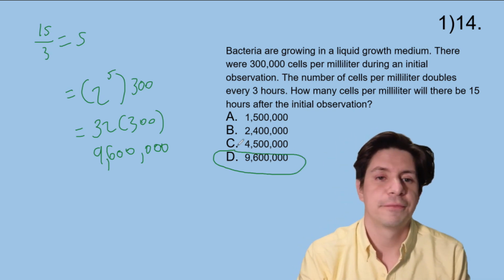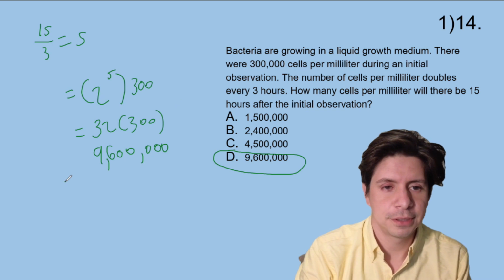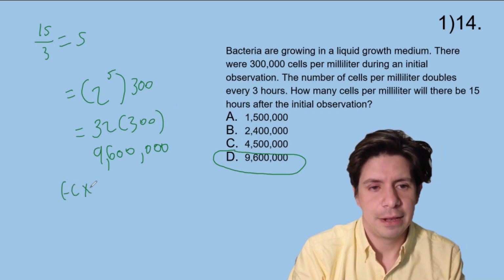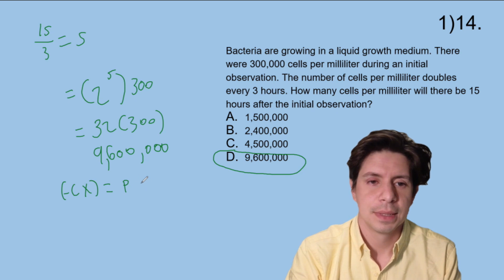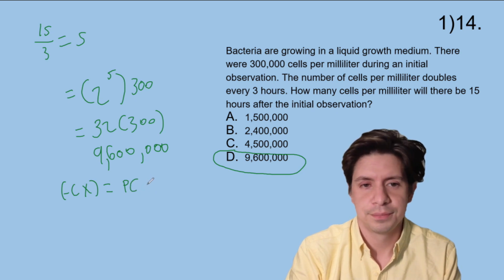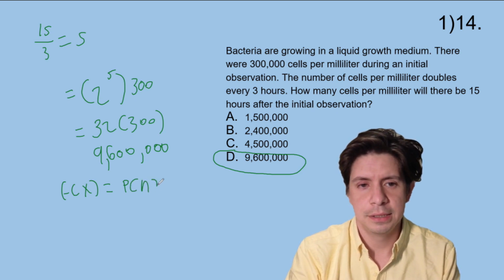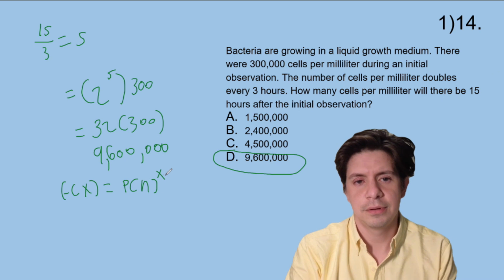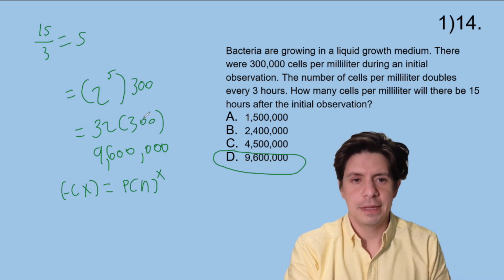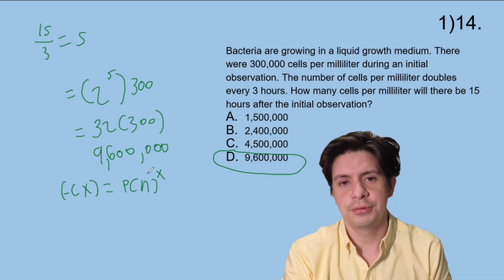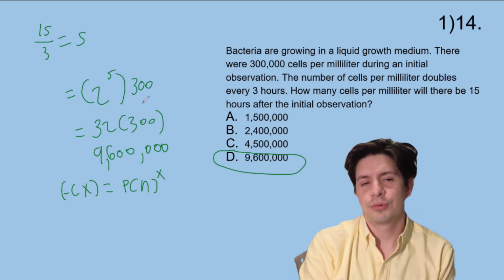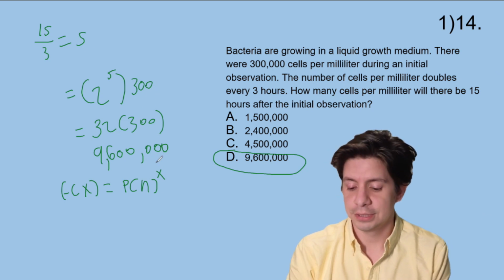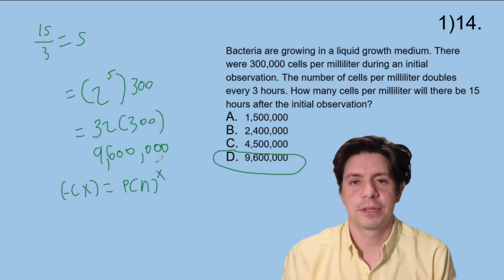It's still pretty straightforward. If you remember, exponential functions have a function value like this. F of x equals, let's say, principal amount times, I would call this n to the x. So we just found x to be 5. n was the doubling, so that's 2. And then the principal value was the 300,000, which I just put as 300 because I can just add on the zeros after, since it's just multiplication.